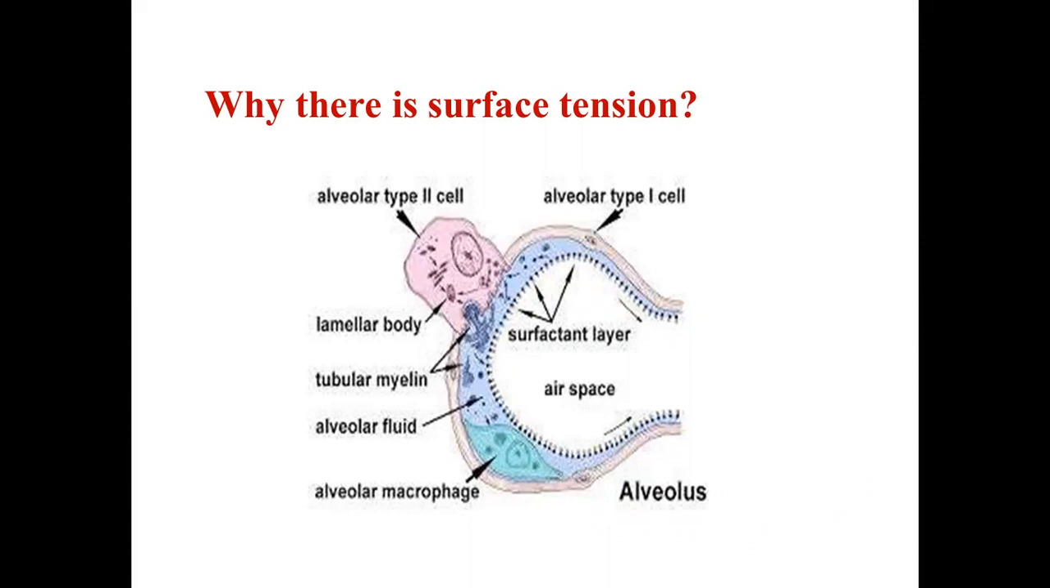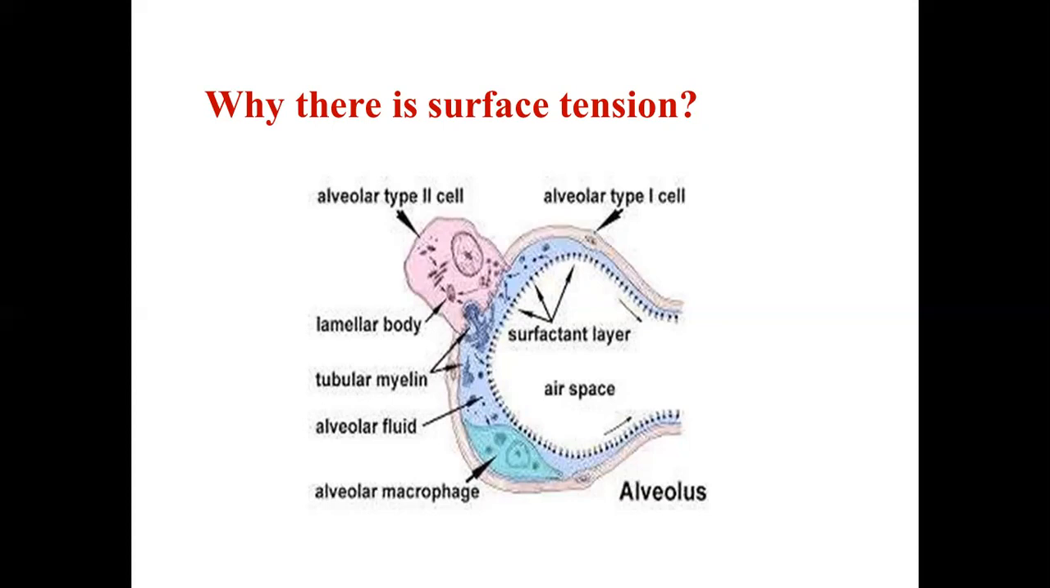Now let us discuss the physical factors which are going to oppose it, and the different mechanisms present inside the body and the lungs, the respiratory system, to overcome this. So the first physical factor we are going to discuss is surface tension. Now, why is there a surface tension is the first question which comes to mind.